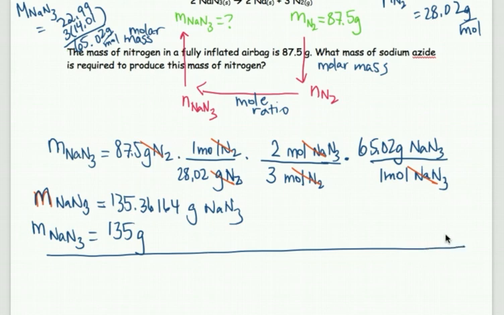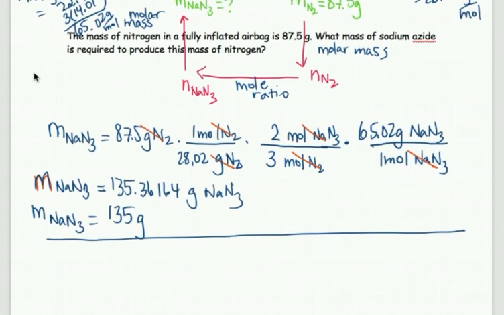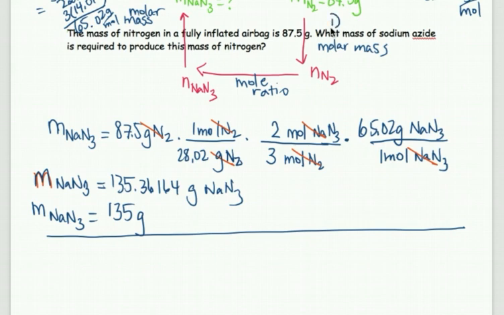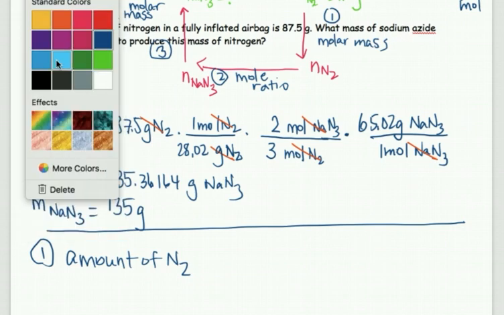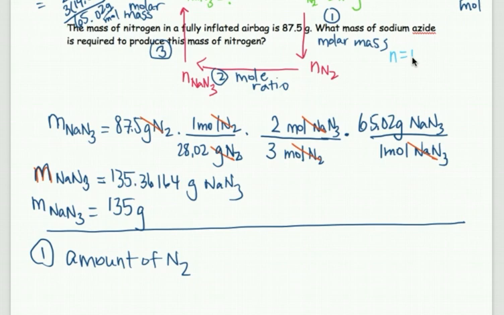All right, so for people that like the formula method, I'm just going to call this step 1, step 2, and step 3 here. So step 1, we have the mass of nitrogen, but we need the amount of nitrogen. In order to do that, we need the formula, n equals mass over molar mass. Then we do the mole ratio here, and then in order to get to mass, we're going to go amount times the molar mass.